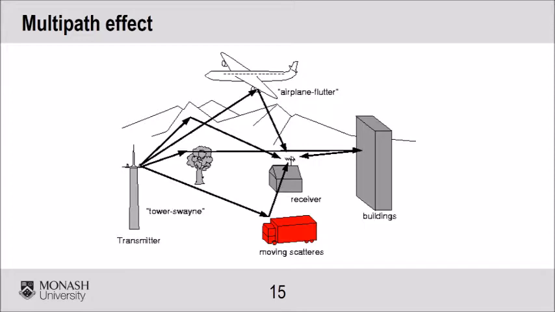Multipath effect is a main factor which will affect the signal. As you can see, when the signal is transmitted, it will not be received by the receiver straight away, but got reflected by the building, then only received by the receiver and cause some delay.